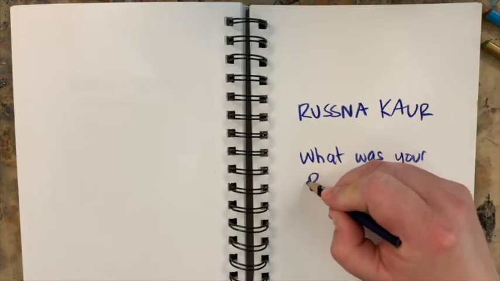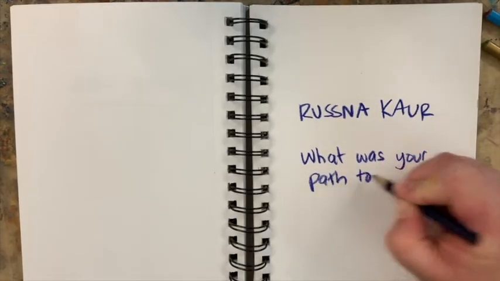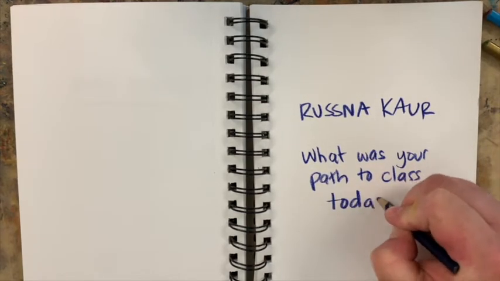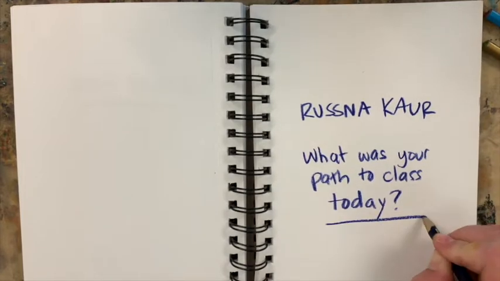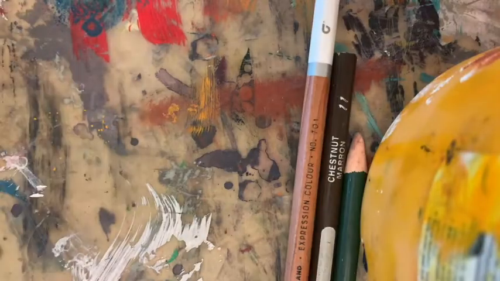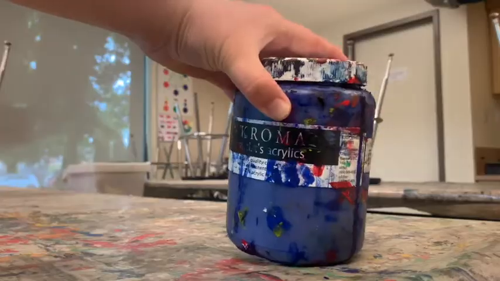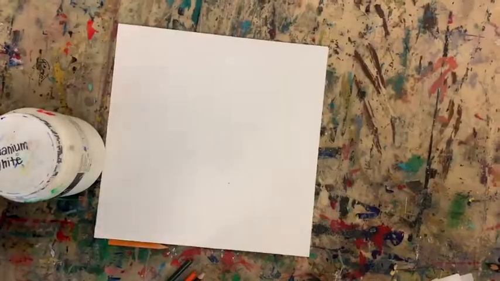I like to start with a prompt, and today I've chosen the theme of what was your path to class today? Using various drawing materials such as pencil crayon, wax crayon, art sticks, and graphite, as well as acrylic paints, stencils, paper, and board, we are going to create a mixed media abstract painting using sensory inspiration, imagination, and inquiry.